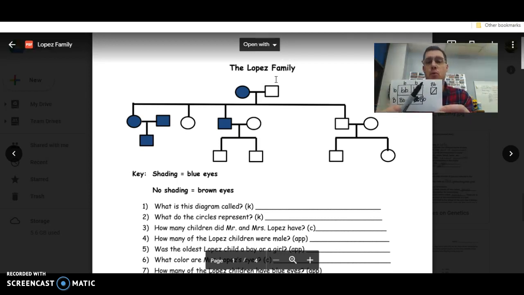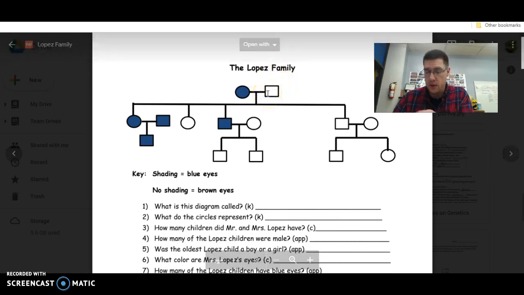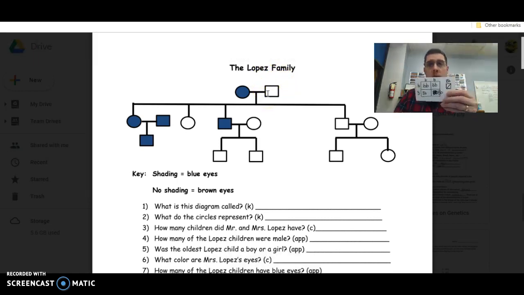Now, if someone's genotype is homozygous dominant, we don't do anything to the shape at all. We leave it unshaded. So, homozygous recessive, shaded in. Heterozygous gets a slash, and homozygous dominant gets nothing at all. So, we have Mrs. Lopez, homozygous recessive. You should have written that here. We have Mr. Lopez, heterozygous with a slash. Okay, so cool. So now we go to their kids.